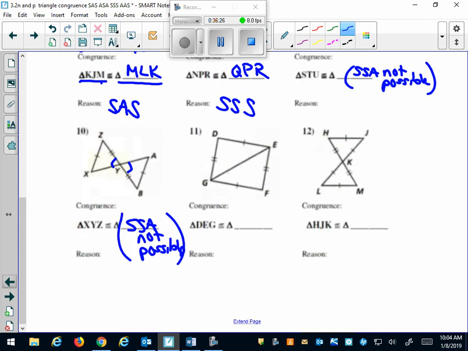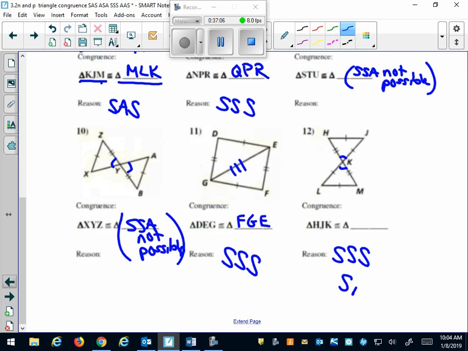Okay? All right, number 11 should be FGE. And the reason is SSS because of that reflexive property again. Now here we have several options. We could mark these vertical angles congruent. We don't even really need to because we have enough to just use SSS. But if you did mark the vertical angles congruent, then you've got all sorts of possibilities.